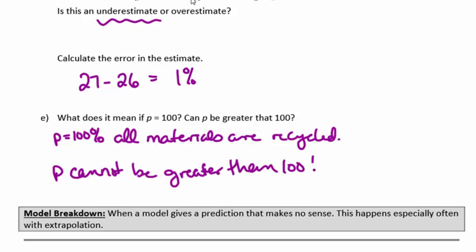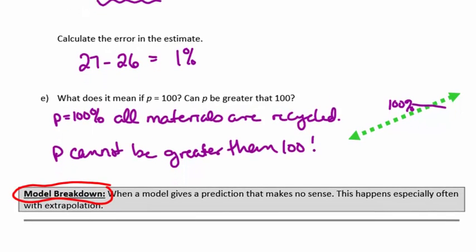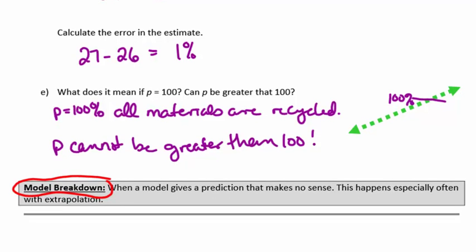Now, from what we know about lines, we know that the line that we drew is going to continue on forever. It will eventually pass 100%. We're going to have a spot where it crosses 100% and where it goes above. Anything above 100% is impossible, so that's going to be a model breakdown. A model breakdown is a point where the model gives a prediction that makes no sense. This happens especially often with extrapolation, when you're far from the data set. Most data sets will have a point after which they no longer make sense.